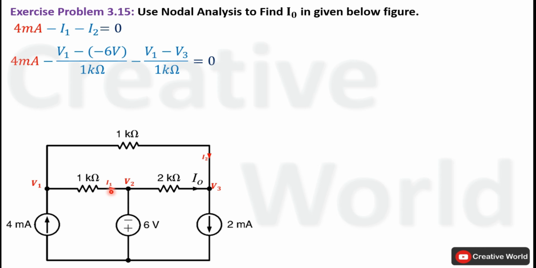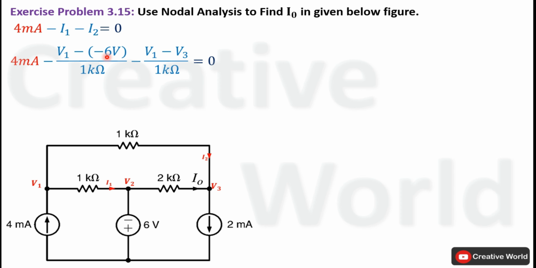Similarly, current I1 will be equal to the potential difference of V1 and minus 6 volt divided by 1 kilo ohm. Here also this 1 kilo ohm resistance is connected between two non-reference nodes. But here we have taken the value of V2 as minus 6 volt because this node is connected to a voltage source having the value of 6 volt and the polarity of voltage source is negative terminal is connected to this node while the positive terminal is grounded. So negative 6 volt will be appearing on this node with respect to ground. That's why we have taken the value of V2 as minus 6 volt.